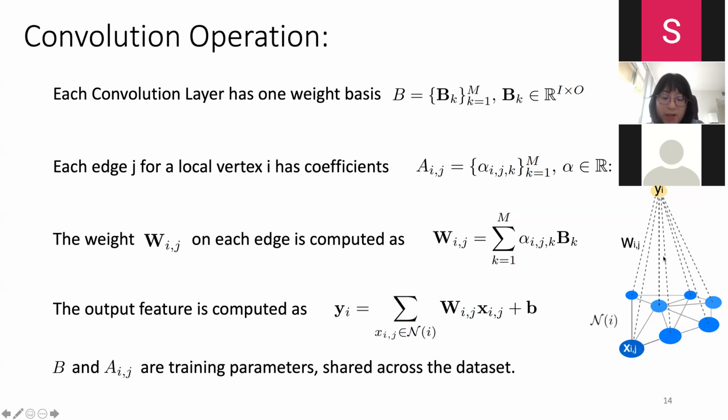And then the question is, how can we get the weight? So first, for each convolutional layer, we can define a set of weight bases. And then for each edge, we should have a set of coefficients. We call it A here, so that with those coefficients, we can interpolate the weight basis and finally get the weight for each edge, and use this to do the final convolution operation.